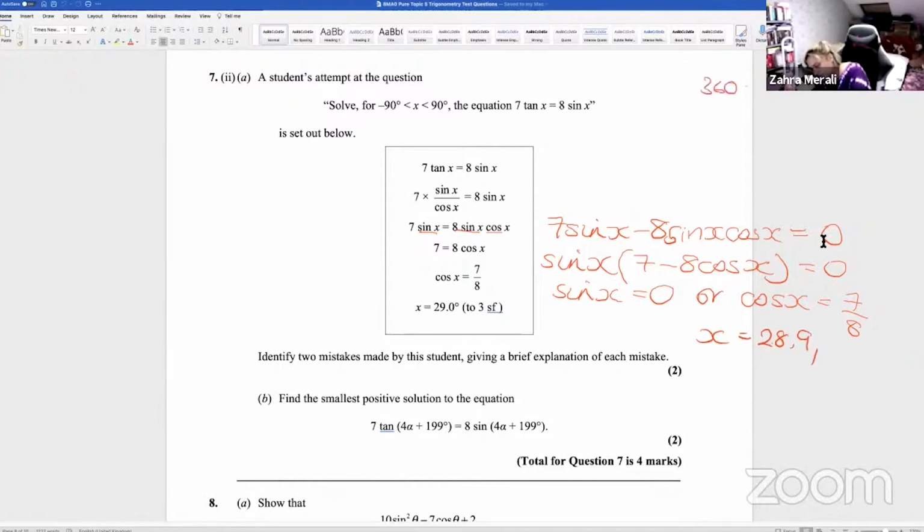And we're going to do 360 minus the answer, which would give you a solution of 331.04. Now remember, we can add and subtract 360 from these. If I add or subtract 360 from 28.9, nothing changes. But if I subtract 360 from what I just found, I get minus 28.9 as well. So x can be both of those. So let's round that: x equals 29 or minus 29. So the two mistakes are not considering sine x equals 0 and not finding the second solution.